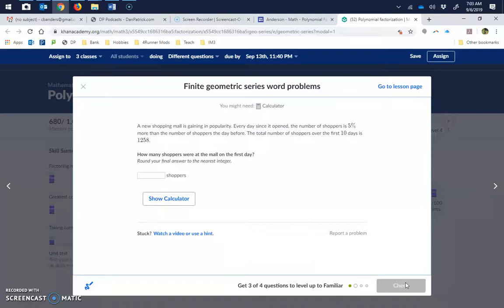All right, we have a new shopping mall that is gaining in popularity. Every day since it opened, the number of shoppers is 5% more than the number of shoppers the day before. So our rate is 5%. 5% goes to 0.05, and we're going to have to use 1.05 because we're increasing. The total number of shoppers over the first 10 days is 1,258. So that's the sum, and the n is 10, and our A, once again, is our question mark.